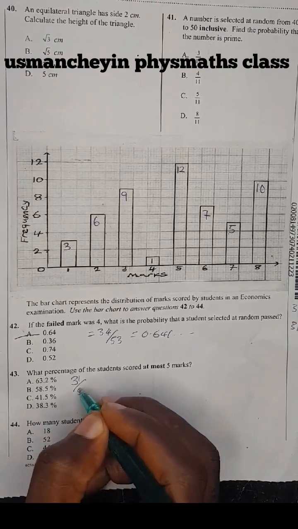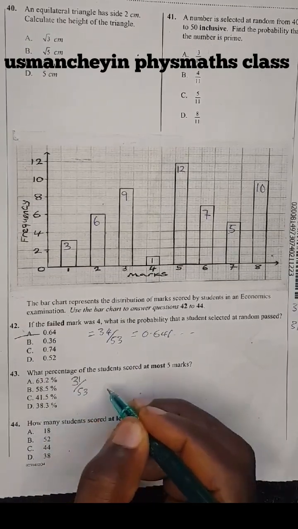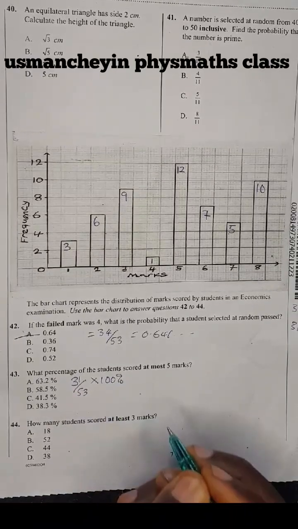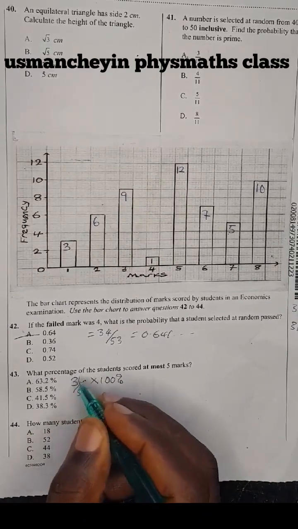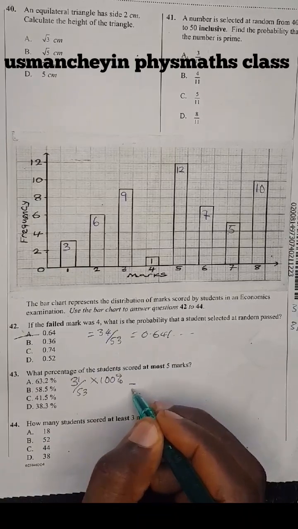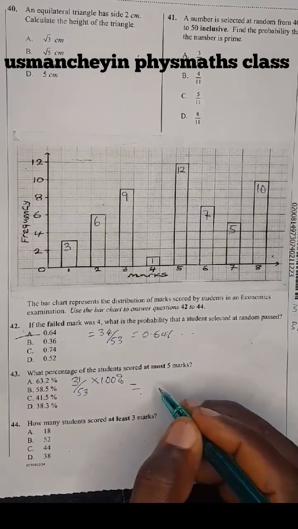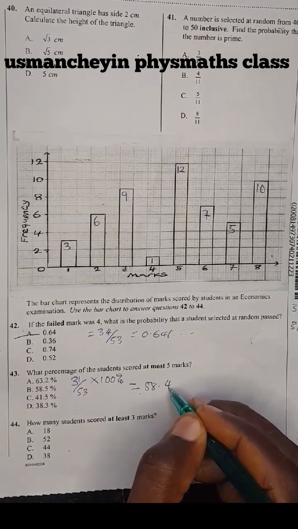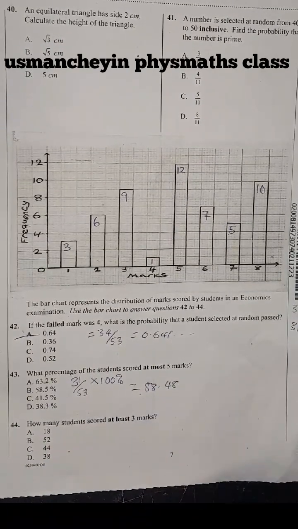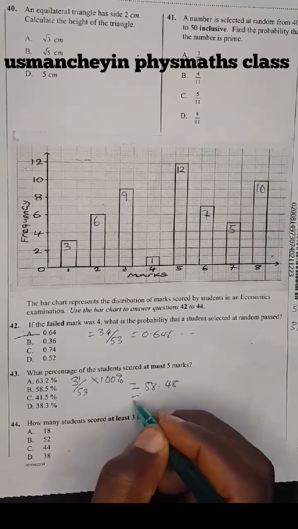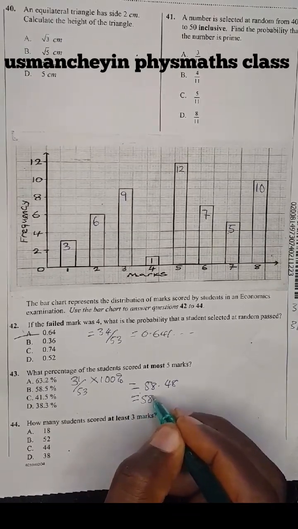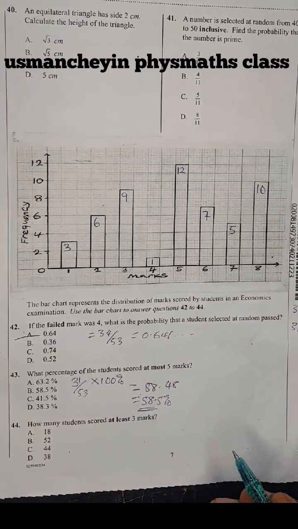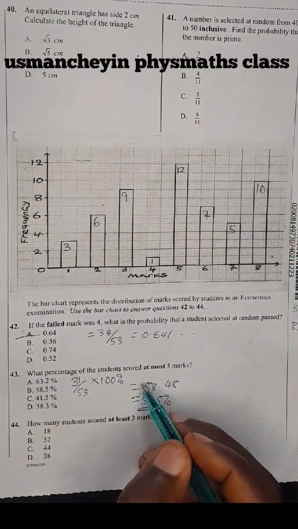We already know the total number of students that sat for the exam, so we have 31 over 53. Because it is a percentage, we have to multiply it by 100. When you evaluate this, you will obtain 58.48. If you approximate it to 1 decimal place, you have 58.5%. These are the students that scored at most 5 marks.